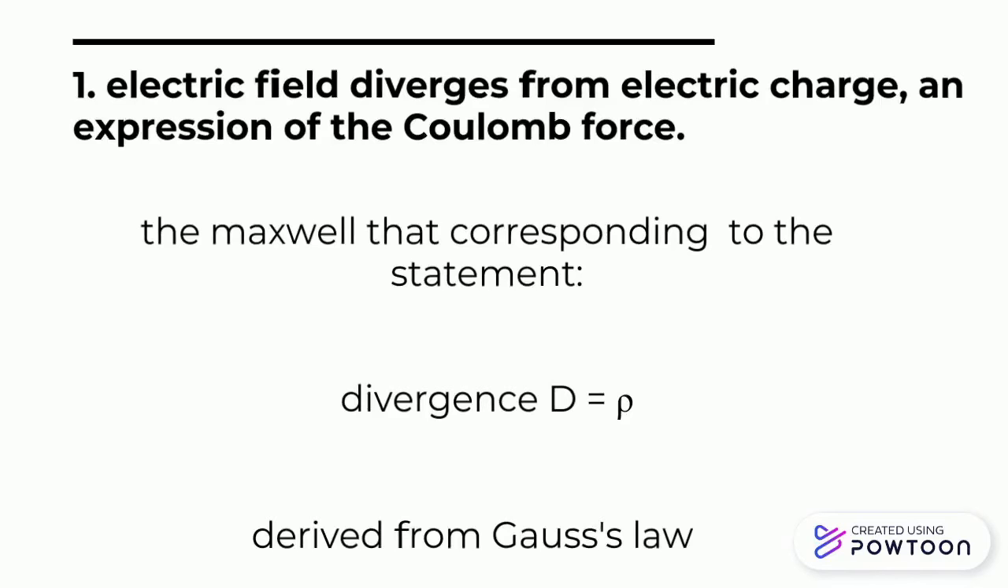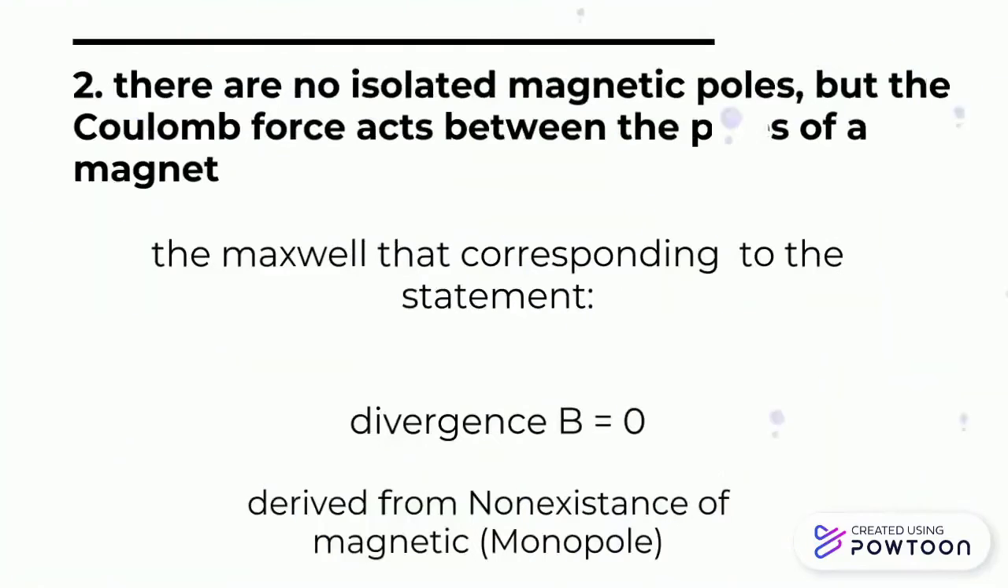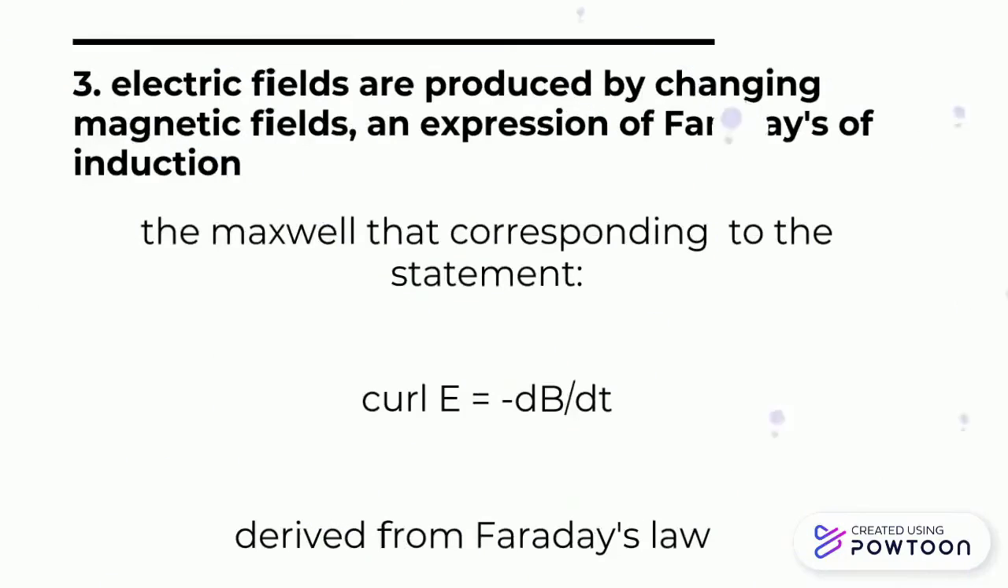It is derived from Gauss's law. 2. There are no isolated magnetic poles, but the Coulomb force acts between the poles of a magnet. It corresponds to the statement divergence B equals 0, and it is derived from the non-existence of magnetic monopoles. 3. Electric fields are produced by changing magnetic fields, an expression of Faraday's law of induction. This Maxwell equation corresponds to the statement of curl E that is derived from Faraday's law.